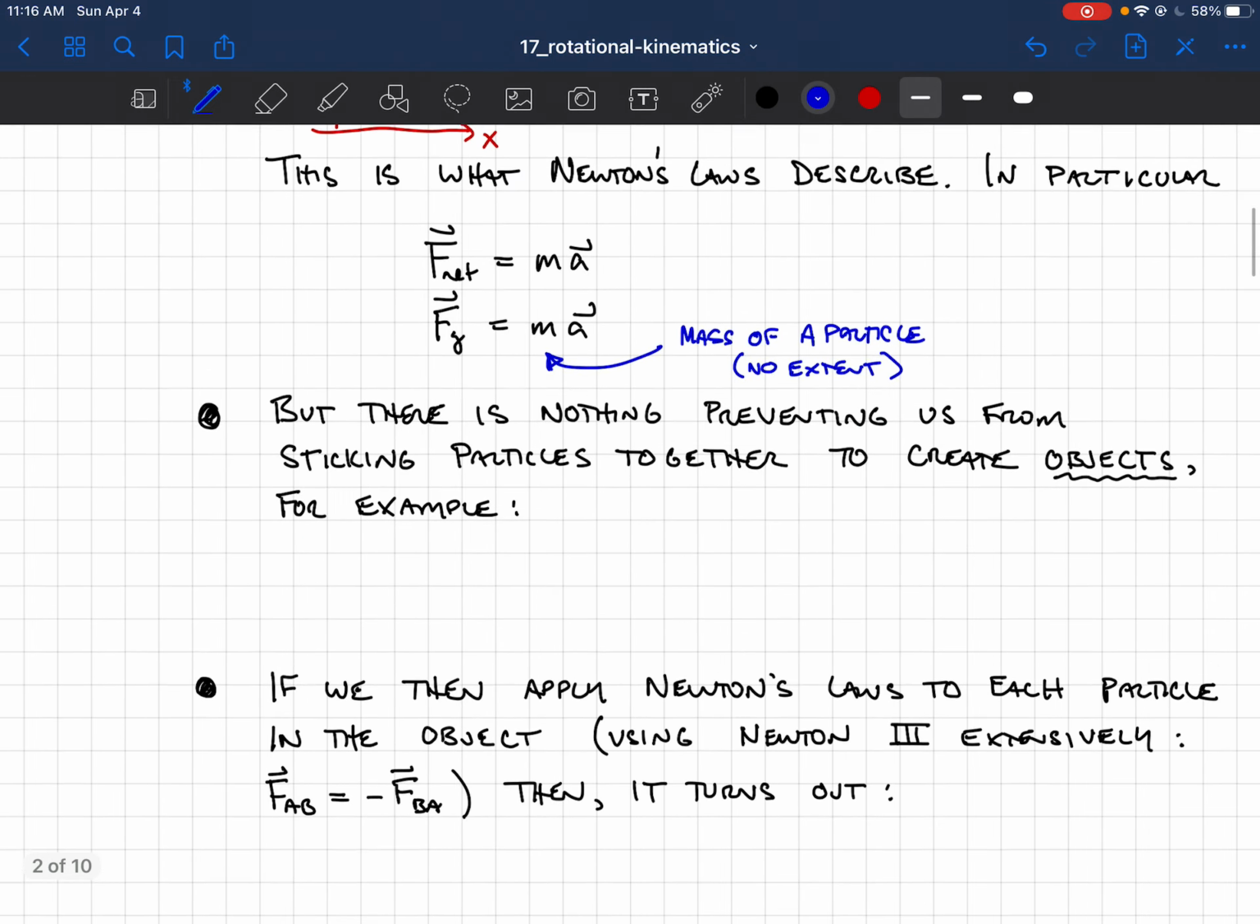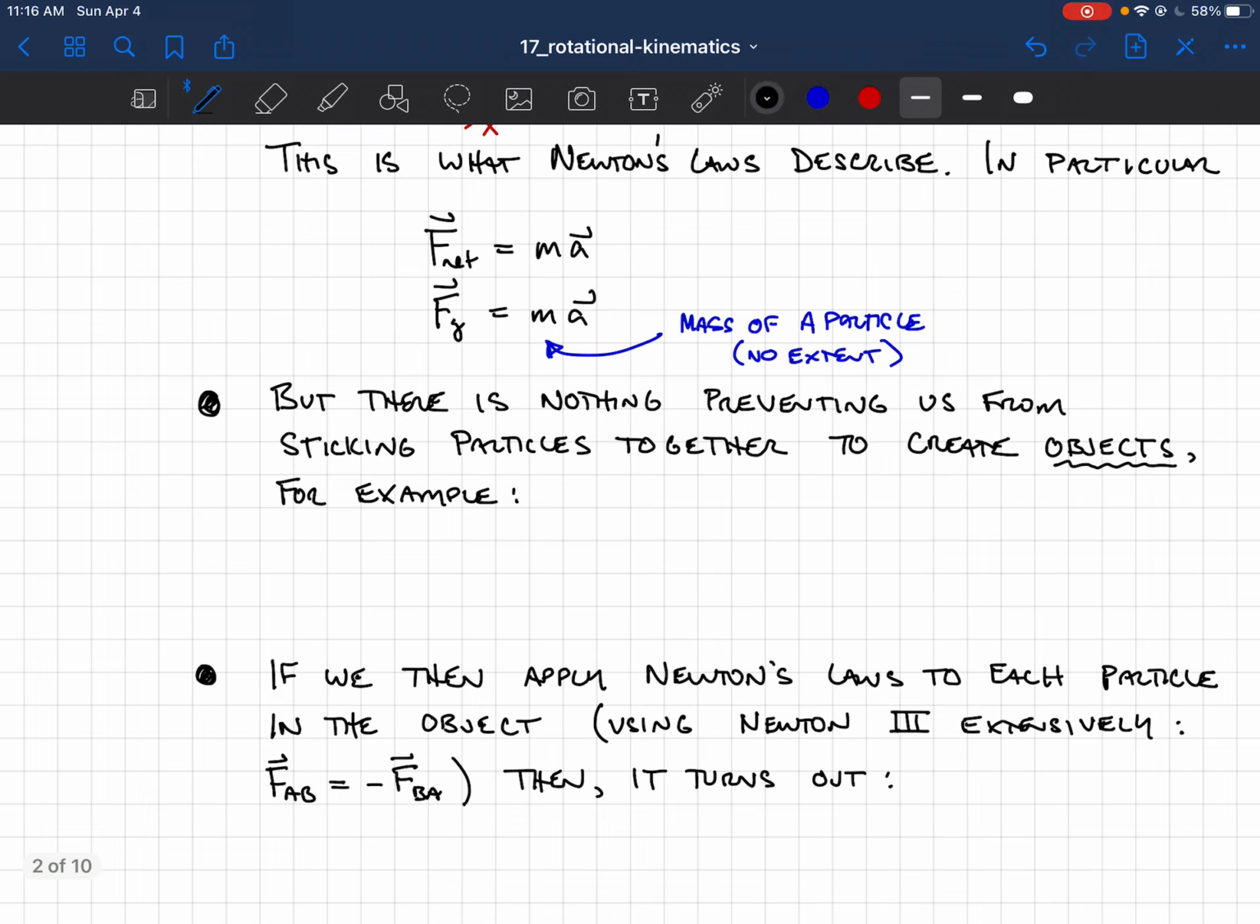So let's talk about what we mean by an object. Well, an object could be just, for example, a meter stick. So here's an object, and you could think of that meter stick as really being a collection of particles. So maybe it's a bunch of little masses connected to each other, so we could connect them by little, maybe massless rods, something like that.